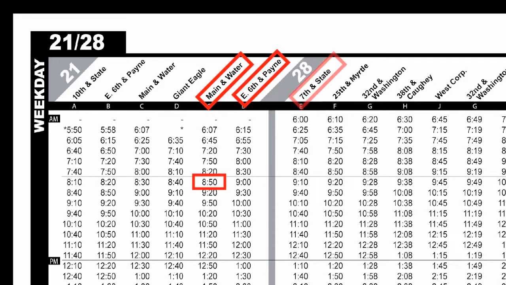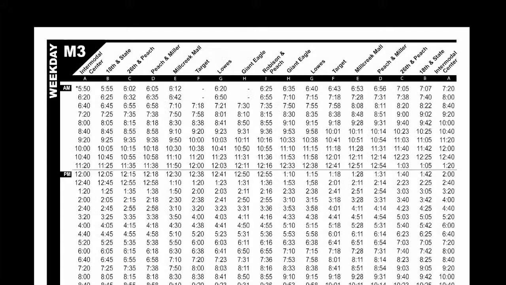The bus should get to 7th and State around 9:10 a.m. So I can then transfer to the M3 about 9:30 a.m. and be at the mall by 9:50 a.m. I need to transfer from one bus to another in this example.